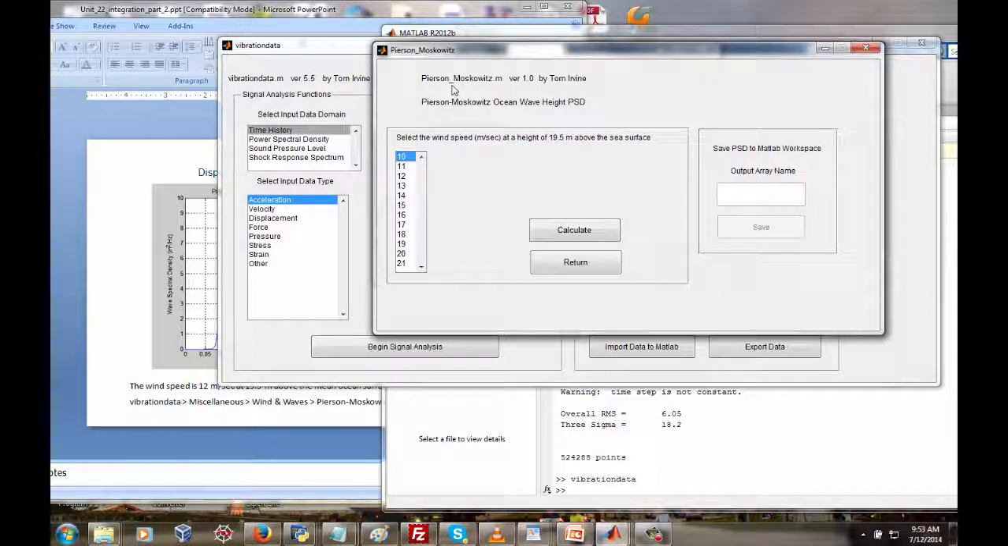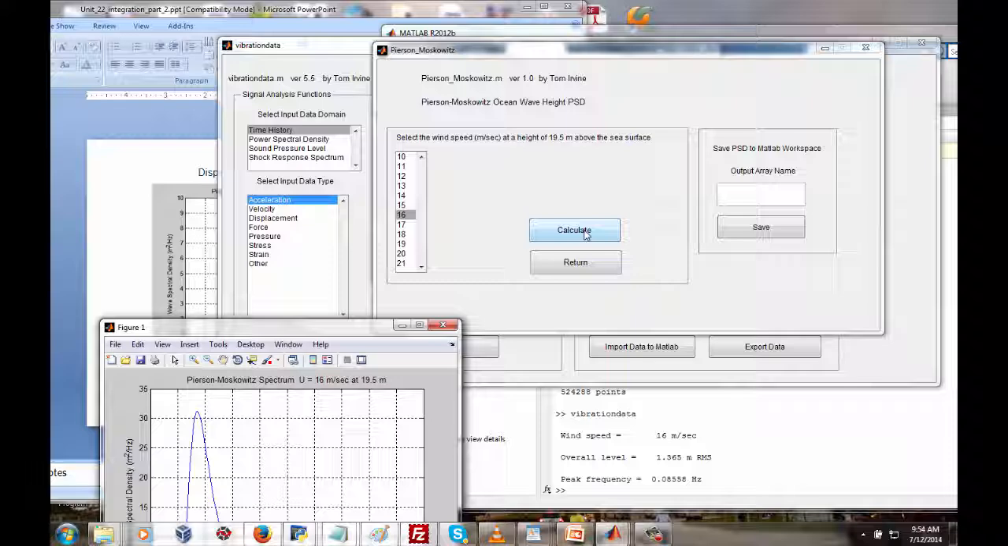The empirical formula that these two authors came up with is good between wind speeds of 10 meters per second and 21 meters per second. Below 10 meters per second, the breeze would be relatively light and is not much of a concern. And above 21 meters per second, we're probably into a very severe storm or maybe even a hurricane. So let's just pick an intermediate one. I guess I'll try 16 meters per second. And again, that's the wind speed at a height of 19.5 meters above the sea surface.